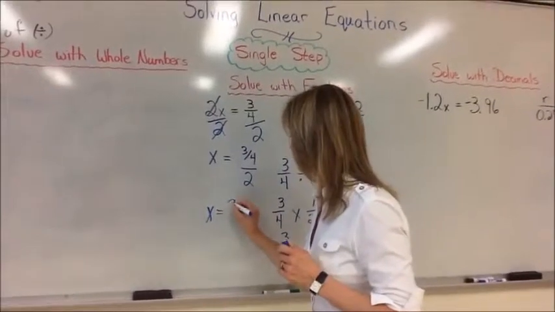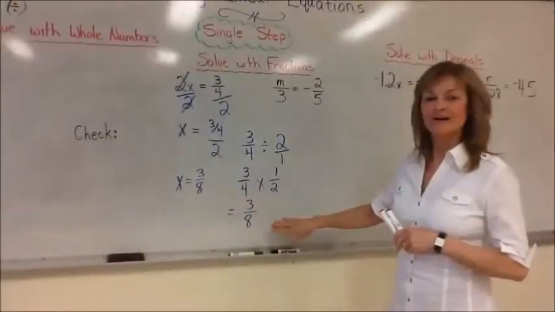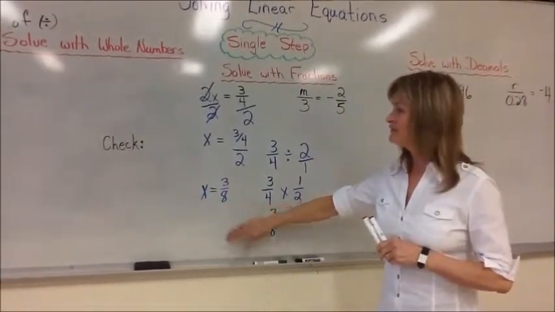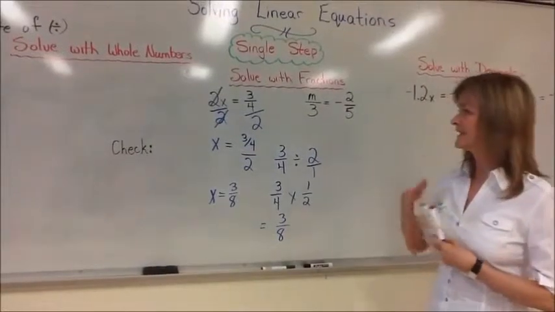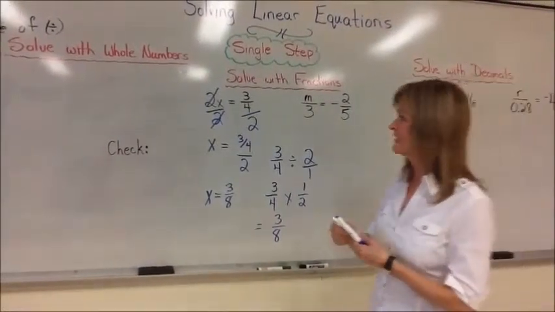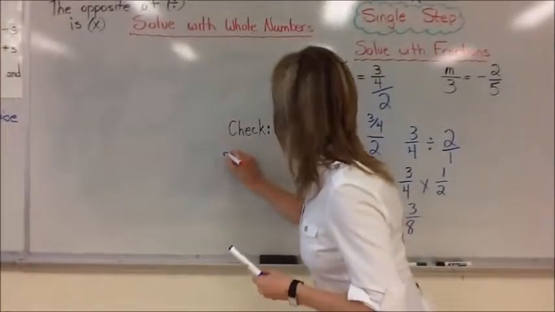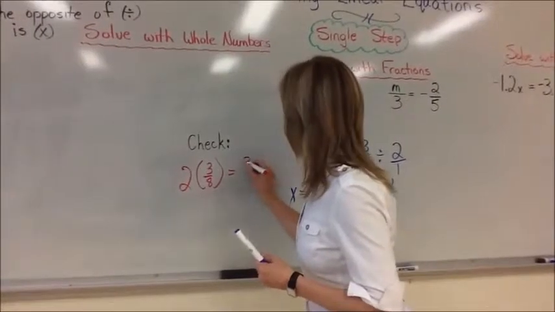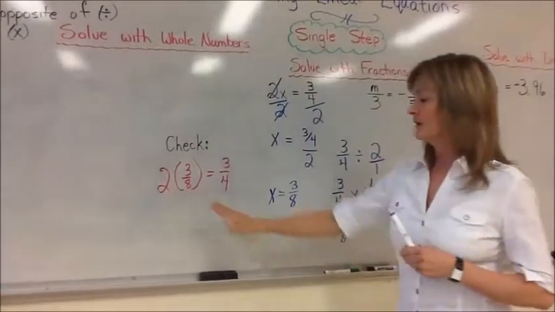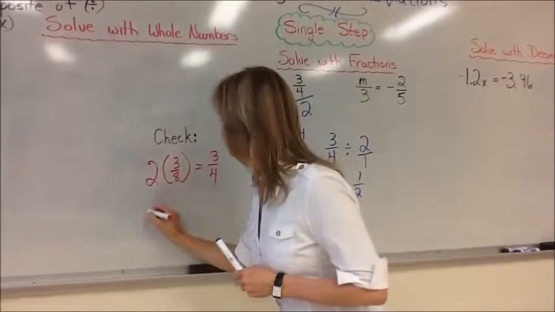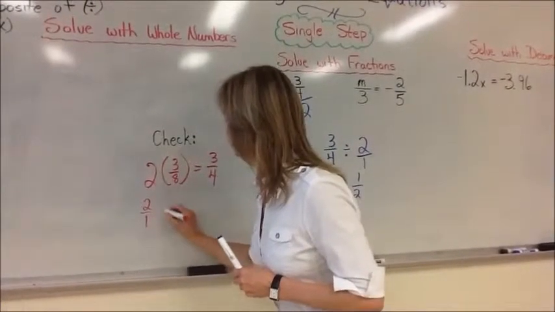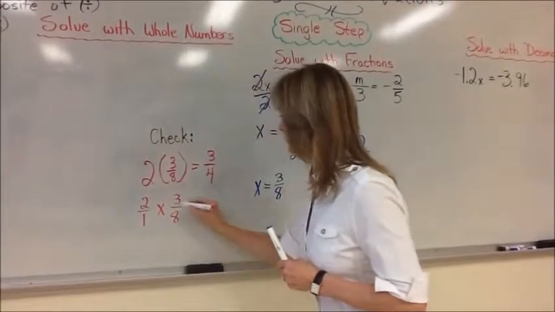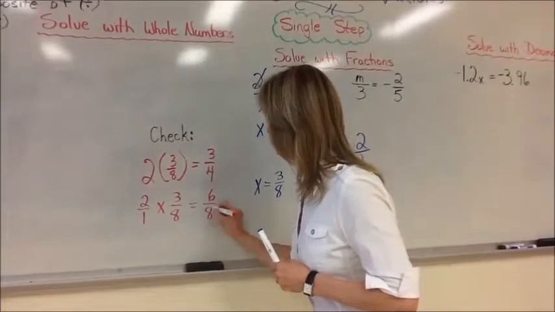So x equals 3/8. Now we're going to take our 3/8, because we found out that x equals 3/8, and put it back into the original question to make sure that that is the correct answer. So we're going to take, we said it's 2x, so 2 times 3/8 equals 3/4. Now, again, you know that 2 over 1 means the same thing, so we can do 2 over 1 times 3/8, and that equals 6/8.